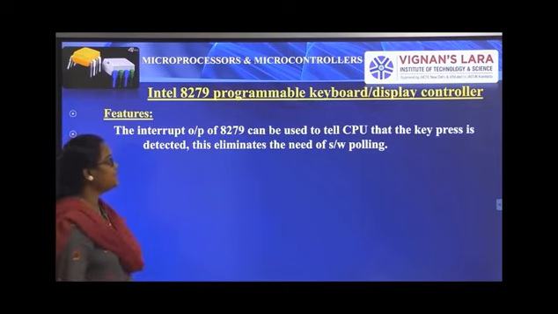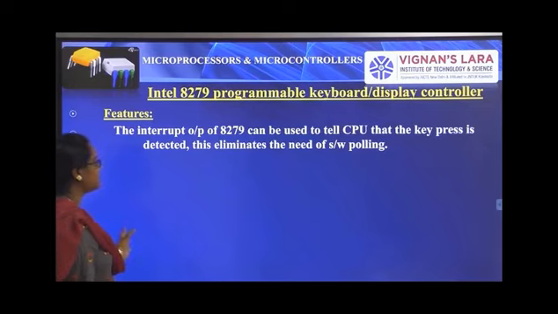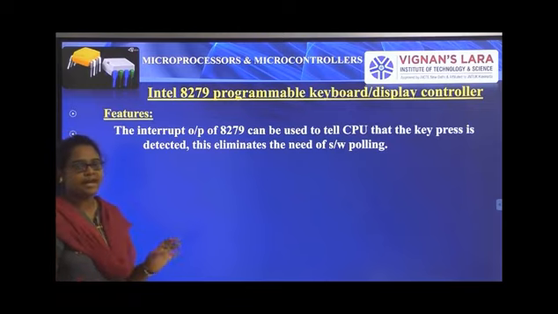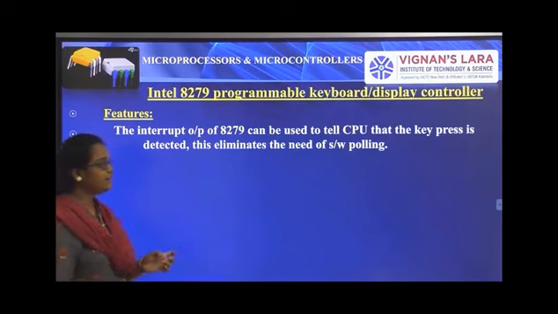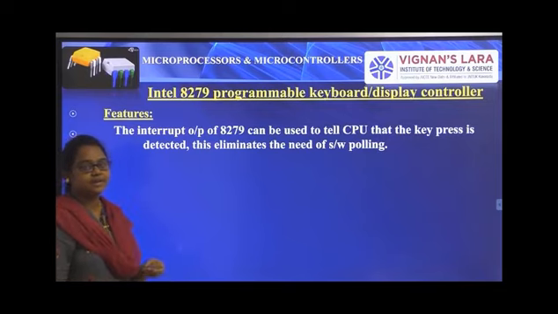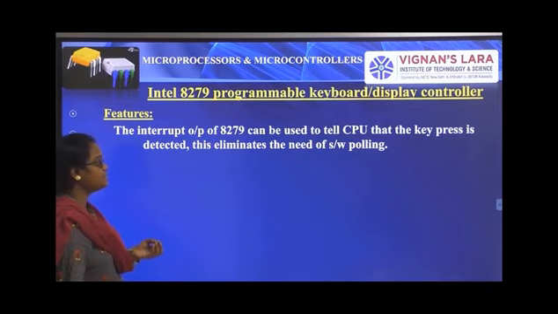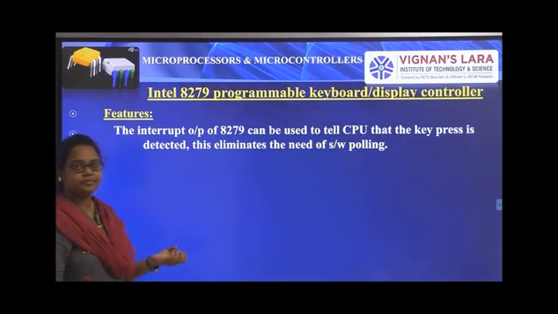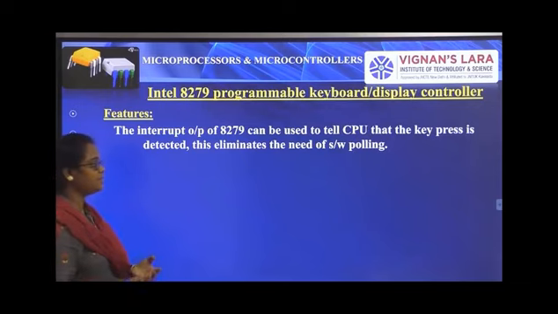8279 is an IC which is used to tell the CPU that a key is pressed and the key is detected. This eliminates the need for software code. We are telling the CPU that someone is pressing a key, and we have to handle that keyboard input. So we are using this 8279 for interfacing the keyboard with the CPU. That means the input is taken by the CPU, which executes the keyboard handling functions.